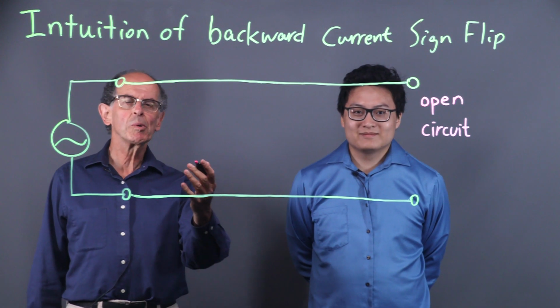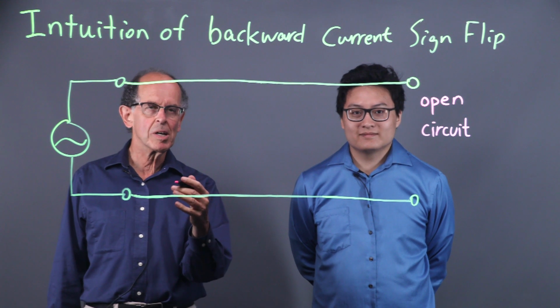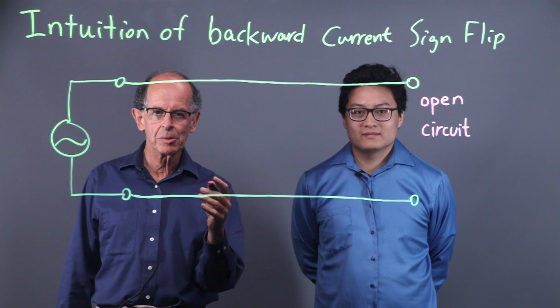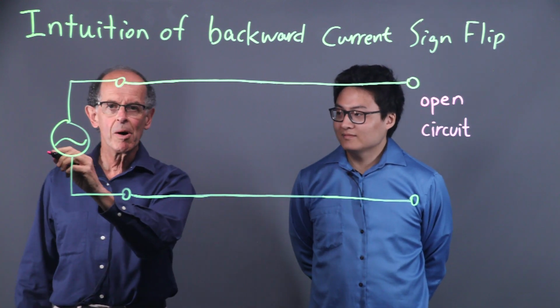In this video, we're going to explain some of the intuition behind the previous results. In particular, why does the backward current on a transmission line have the negative sign? So let's begin with the model.